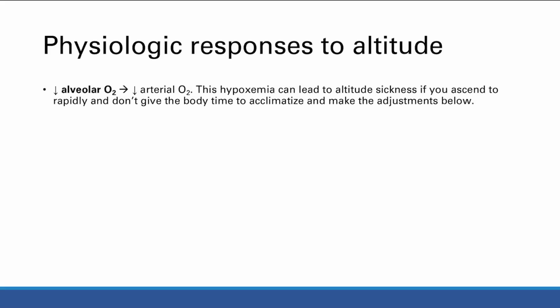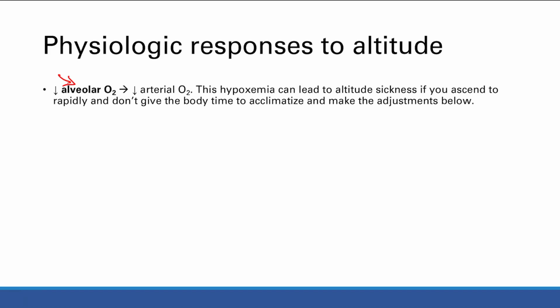We're now going to discuss physiological responses to altitude and exercise. So, when you're at altitude, there's less air and less oxygen in the air. So now you have decreased alveolar oxygen and thus decreased arterial oxygen. And then this hypoxemia can cause altitude sickness if you ascend too rapidly because you're not giving the body the time to acclimatize and make these following physiological adjustments, okay?